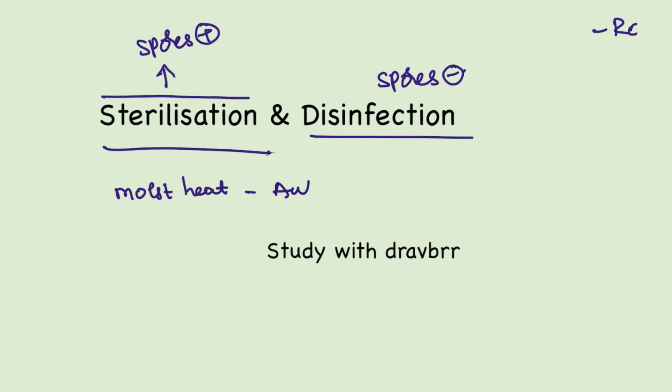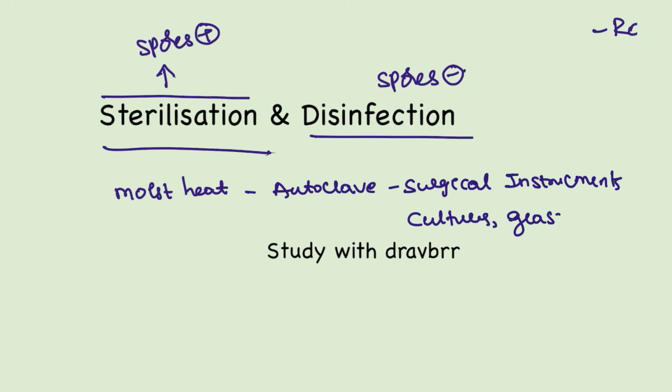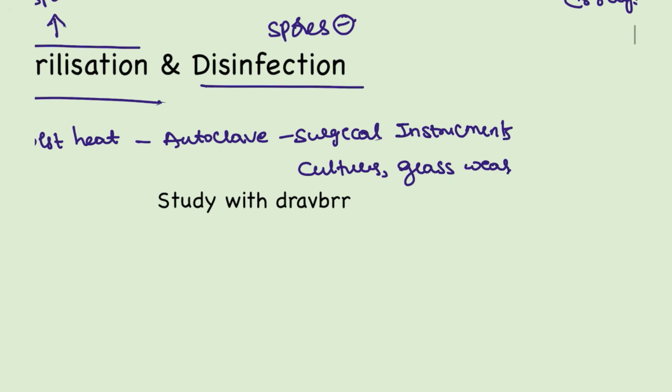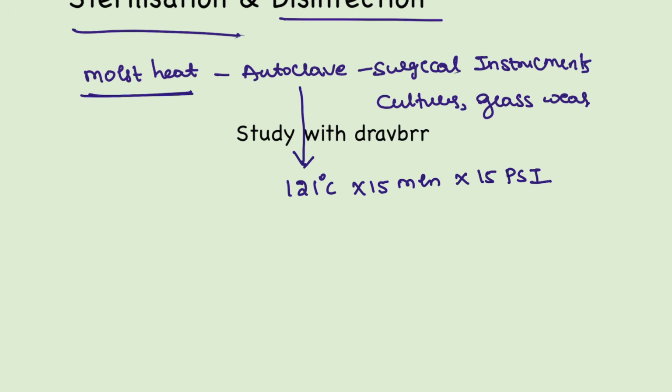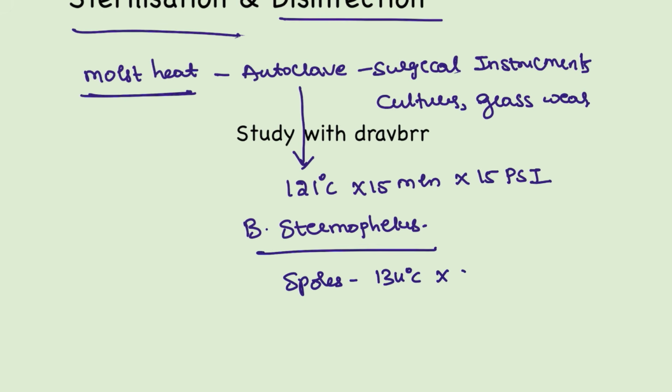In moist heat, the autoclave is commonly used for all surgical instruments, and also cultures, glass. The temperature used for the autoclave is 121 degrees Celsius for 15 minutes at 15 psi. The control used here is Bacillus stearothermophilus, which is most commonly used, and if you want to kill the spores, it will be around 134 degrees Celsius for 20 minutes.